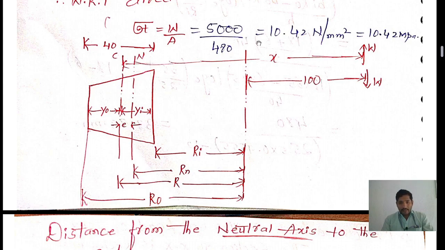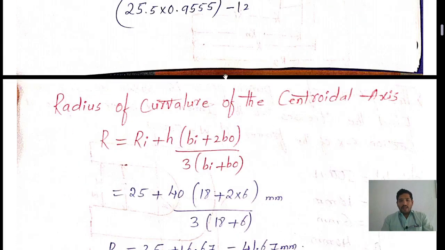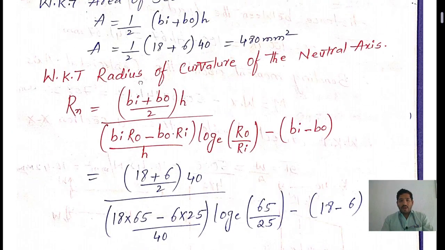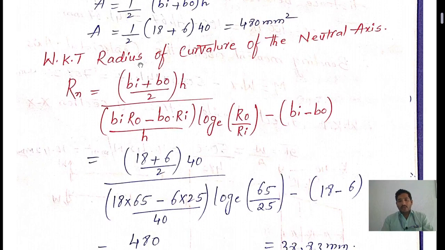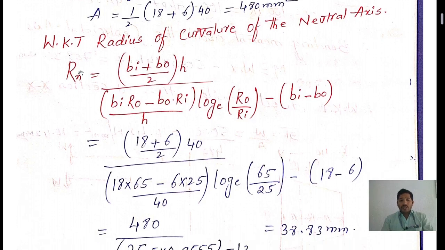Then always remember the eccentricity always lies in between the centroidal axis and the neutral axis. So our main intention is to find out the radius of curvature of the neutral axis, Rn. For that we use the formula: Rn is equal to (inner width plus outer width) by 2 into height, by (inner width into outer radius minus outer width into inner radius) by height, log e outer radius by inner radius, minus (inner width minus outer width).